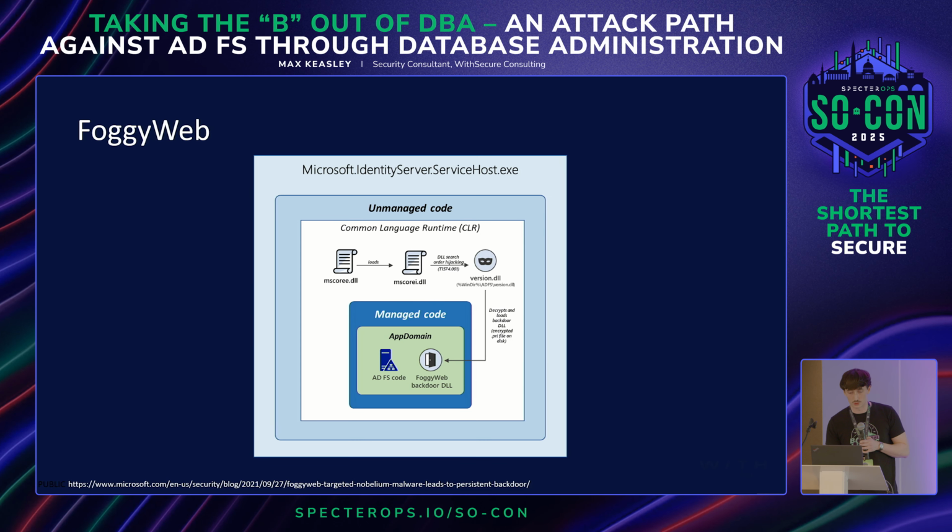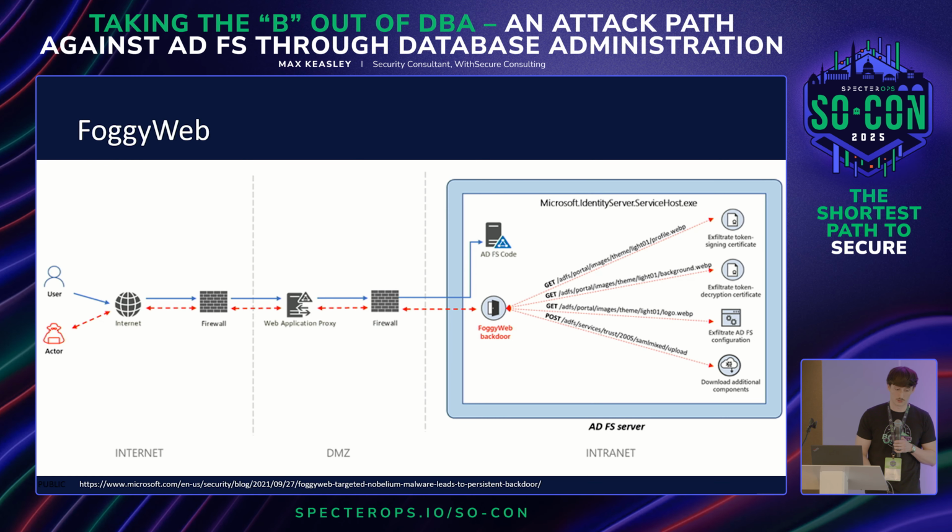Another piece of malware that was discovered around the same time was FoggyWeb. Essentially, FoggyWeb was a piece of malware which was loaded via DLL search order hijack into the CLR. This essentially allowed them to gain access to interesting pieces of material associated with ADFS, so specifically the token signing certificate, the token decryption certificate, the actual ADFS configuration itself, and obviously command and control functionality, so download, upload files, execute files, etc.